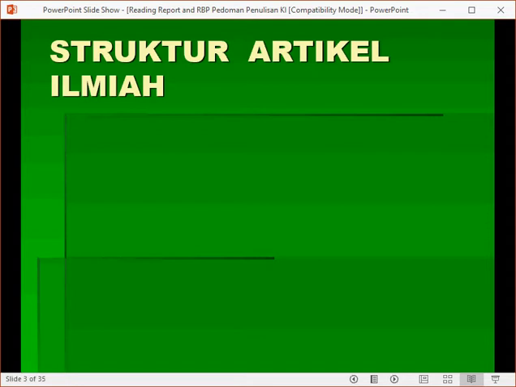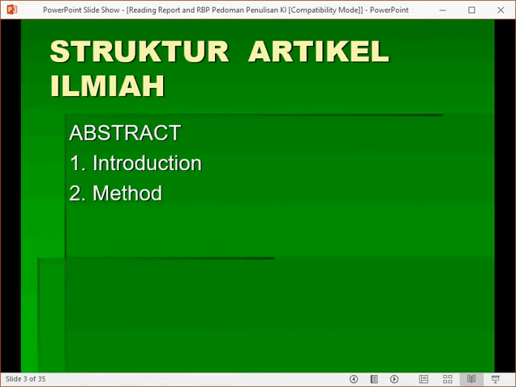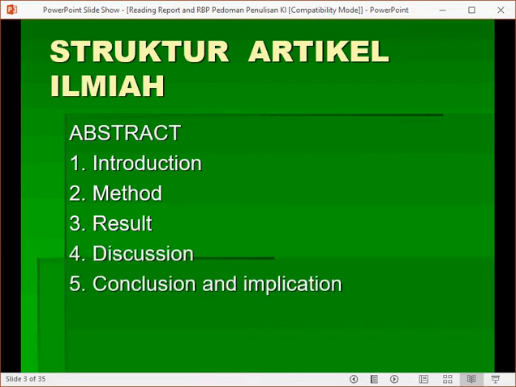Well, before going on to the reading report or mini research based paper, we have to understand the structure of a scientific article. There are many components of a scientific article, such as abstract. So what is abstract? Abstract is the means of conclusion. So abstract can be taken from the conclusion, but there are specific criteria for the components of the abstract. And the second one is introduction, and method, and result, and discussion, and conclusion and implication.